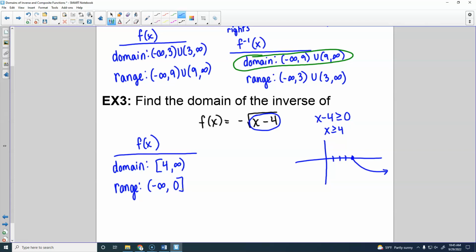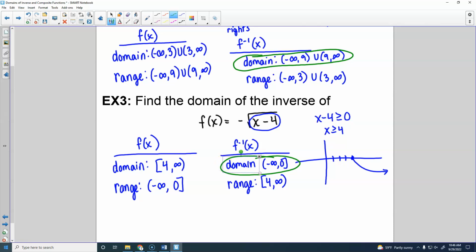But the question didn't ask us about domain and range of f of x. It asked us about f inverse of x. So domain, I'm sorry, I don't know why I wrote range first. Domain would be negative infinity to 0, and range would be 4 to infinity. All right, so our answer to this question here would be negative infinity to 0.